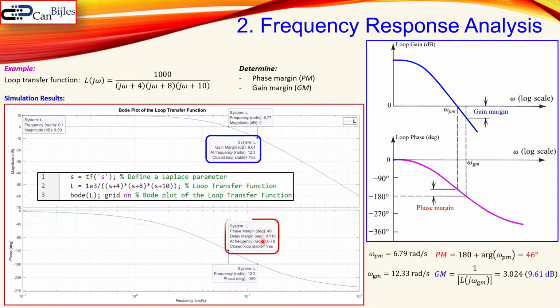And also here the phase margin of 46 degrees, as we have calculated. You see also that the frequencies are also correct, because this is 6.79 as we have calculated, and this is here 12.3, so close to what we have calculated. So this is all checked.